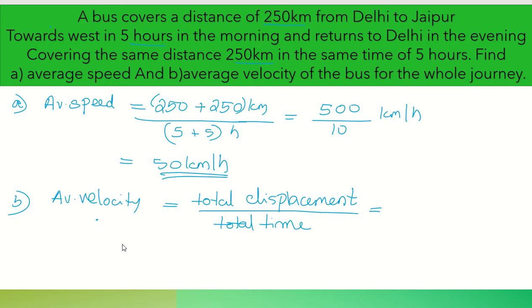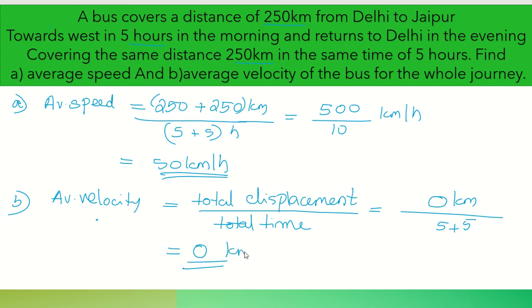What is the total displacement? The bus started from Delhi to Jaipur, and in the evening it reached back to Delhi. That means the initial and final positions are the same, right? So total displacement is going to be 0 kilometers, because displacement is the shortest distance between its initial and final positions. So here the displacement is 0 because the bus comes back to Delhi. That means its starting point. So total time taken is 5 plus 5. Anything 0 divided by any number, you get the value as 0.